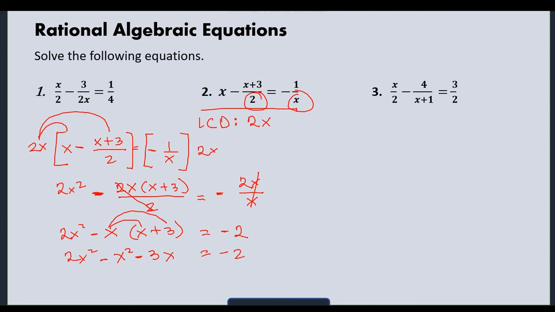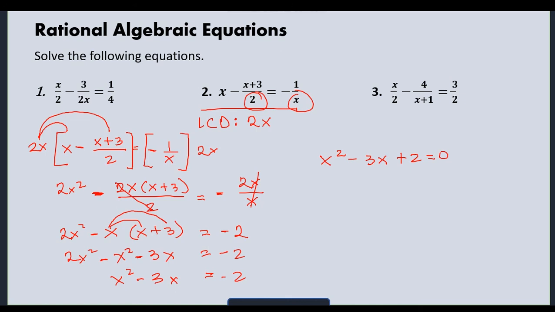Let's combine like terms. So I'm going to have here 2x squared minus x squared is x squared, minus 3x equals negative 2. Next step, of course, is to transform this equation into standard form. And this is going to be x squared minus 3x plus 2 equals 0. Now, let's look for the factors. Or if you're having a problem when it comes to factoring, you can use the quadratic formula if you want. So let's try the quadratic formula for this problem number 2.